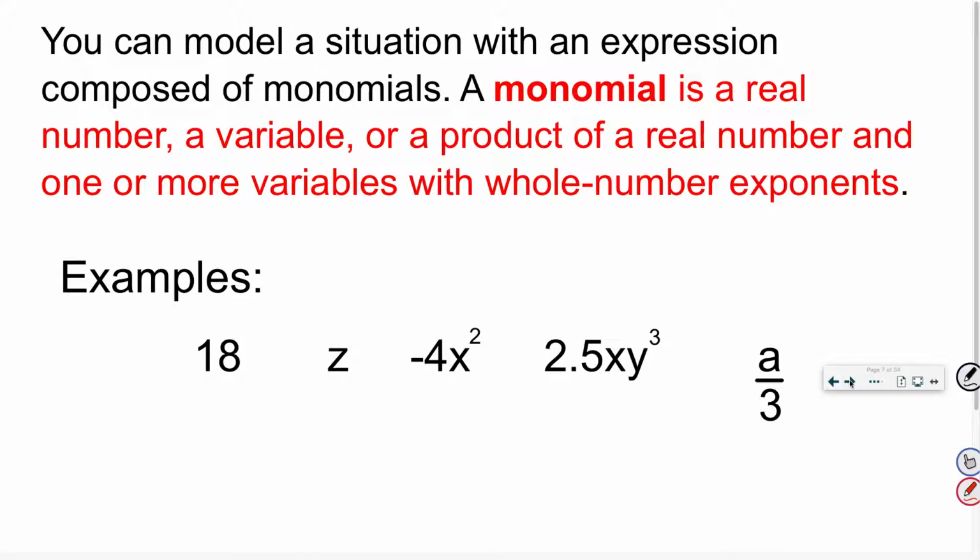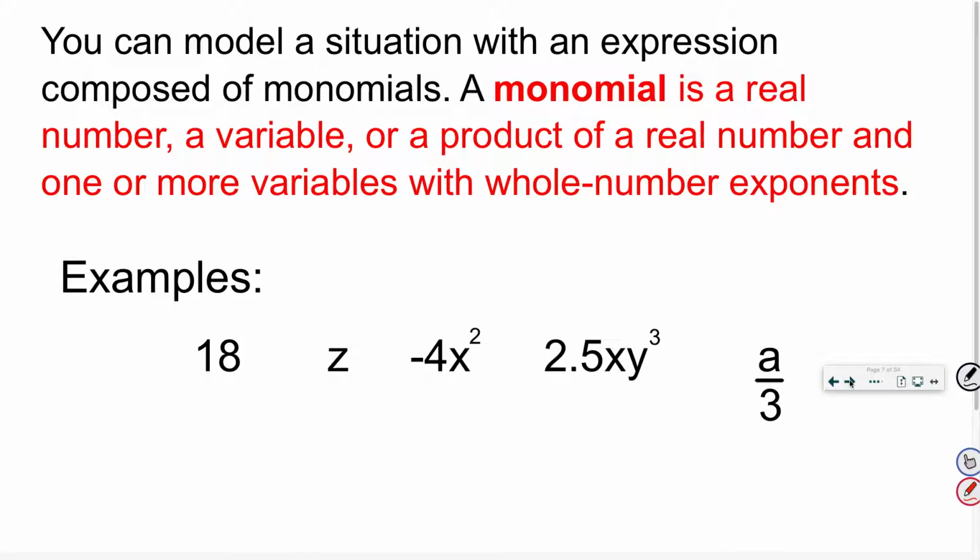A monomial is a real number, a variable, or a product of a real number and one or more variables with whole number exponents. If you want to summarize any of these definitions, you can. You don't have to write every single word. Examples underneath, those are examples of monomials. So we have the number 18, the variable z, the term negative 4x squared, 2.5xy to the third, or a divided by 3.